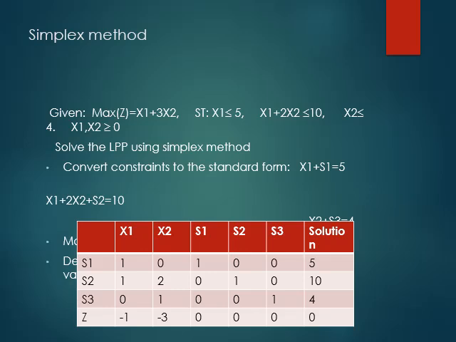Design the primal table by inserting the coefficients of all variables. As you look, the first row, the upper row, consists of non-basic variables. The second stands for S1. The third stands for S2. The fourth stands for S3, and the last stands for Z or objective function.